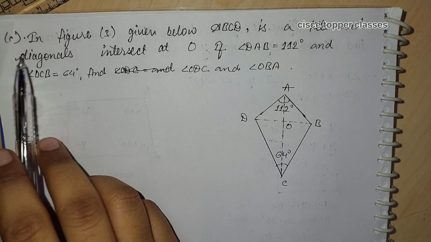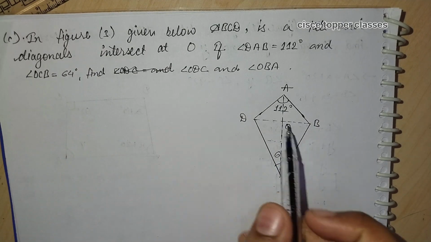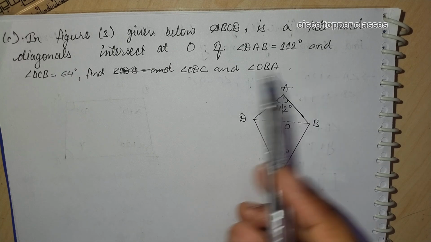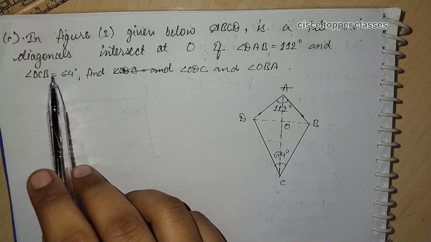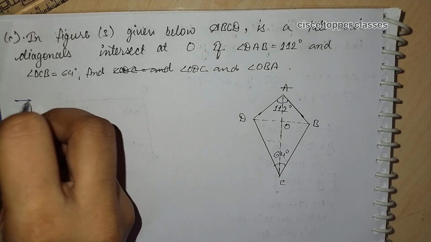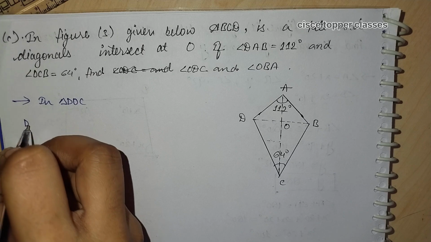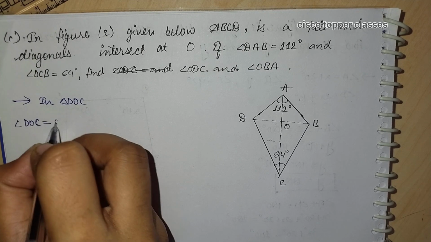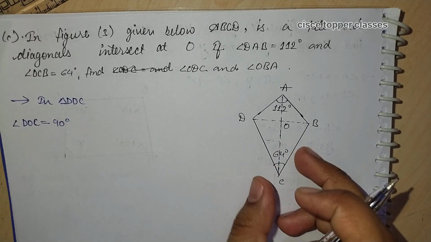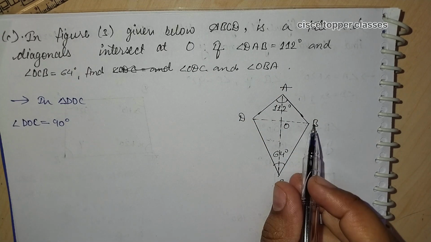Now let us solve the 8th third part. In the figure given below, ABCD is a kite and its diagonals intersect at O. If angle DAB is equal to 112 degrees and DCB is equal to 64 degrees, then find ODC and OBA. So in triangle DOC, we have the angle DOC as 90 degrees because the diagonals of a kite intersect at right angles.